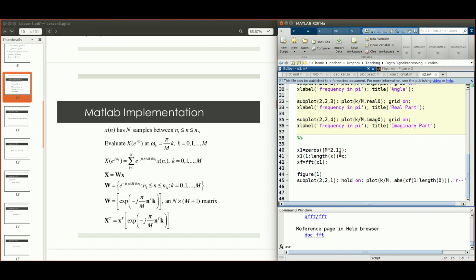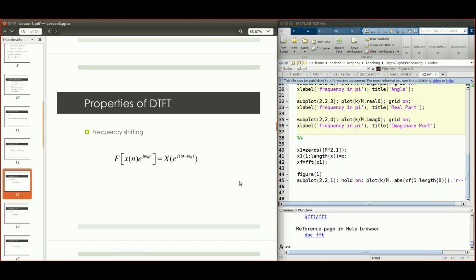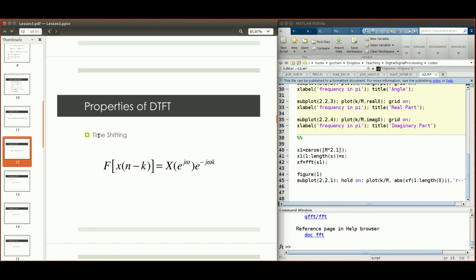So how do we actually make the Matlab FFT function output a sequence that's the Fourier transform of a shifted version of this input sequence, right? We have to look at this particular formula. It's called time shifting. It's one of the properties of DFT, basically.